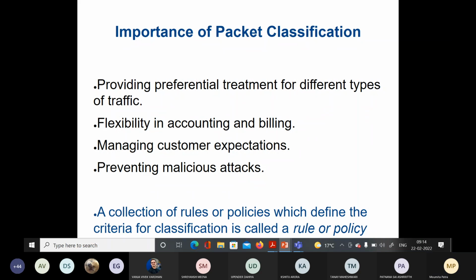Okay, so here is the definition that we need to know: a collection of rules or policies which define the criteria for classification is called a rule or policy. So we will be using this term rules very often in this chapter. These are nothing but some policies that are representing some criteria for classification.